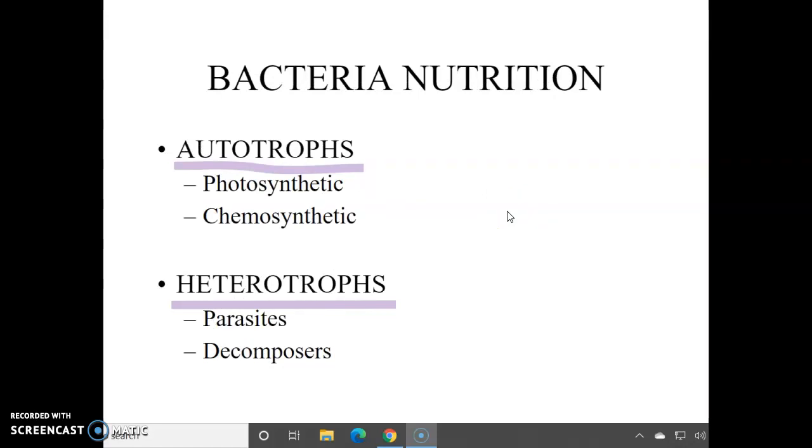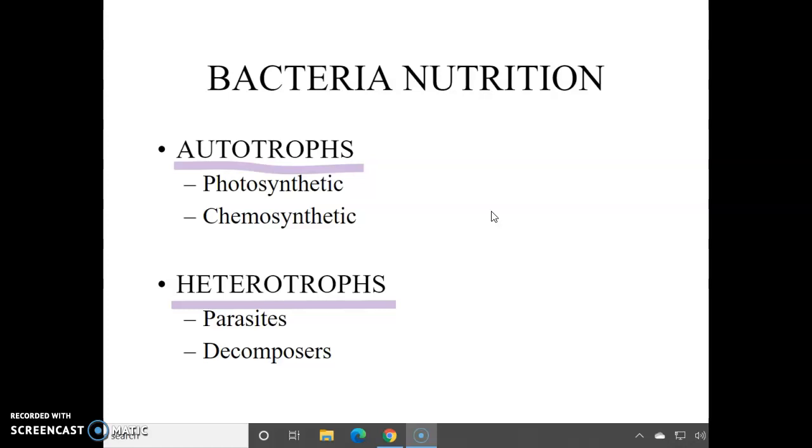Now, number 11, some are autotrophs. They can make their own food by photosynthesis using the sun, or those tough archaeobacteria we talked about that are chemosynthetic, and they actually use chemicals from inside the earth to make their food. Or some of them are heterotrophs, and those are your parasites and decomposers. So let's look on the back, 13. Parasitic bacteria require a living host, while decomposers break down and recycle dead and decaying matter.